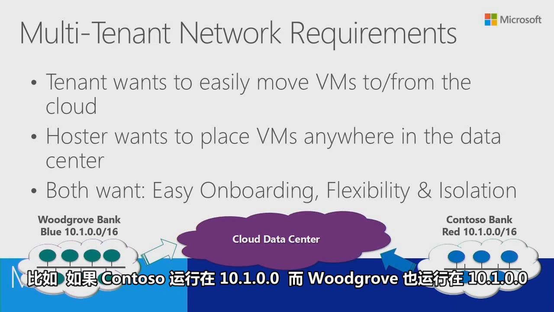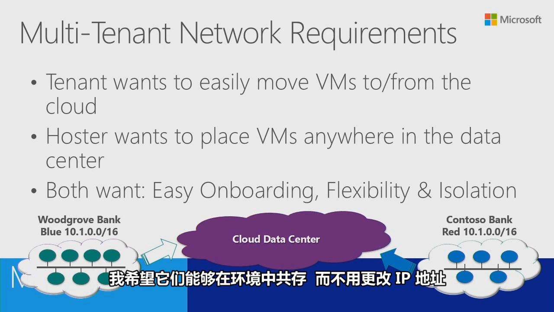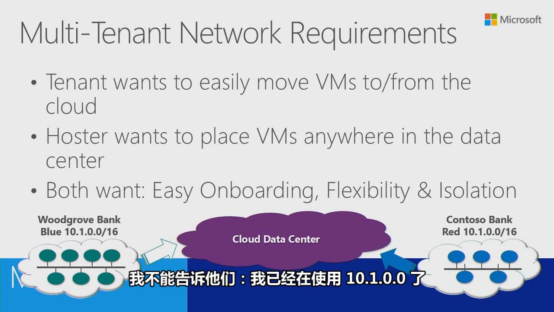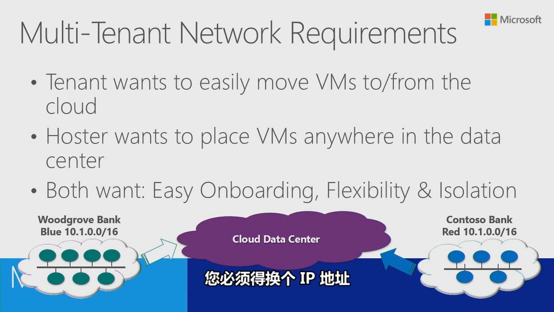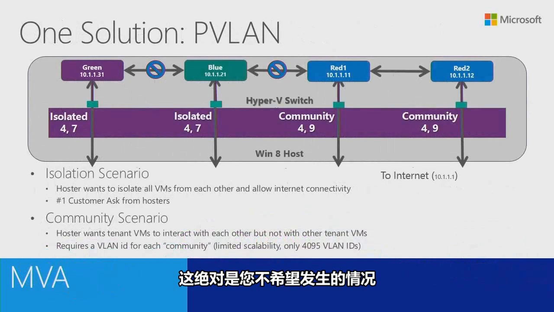So at the end of the day, what you really both want is easy onboarding, flexibility, and isolation. And additionally, you have to be able to deal with the challenges of IP addresses and IP collisions in the cloud. So for example, if Contoso is running 10.1.0.0 and Woodgrove is running that as well, I want to be able to bring those into my environment without them changing their IP address. And I could very well tell them, by the way, I'm already using 10.1.0.0, so you're going to have to change your IP address anyways. And that's not a situation you want to occur.